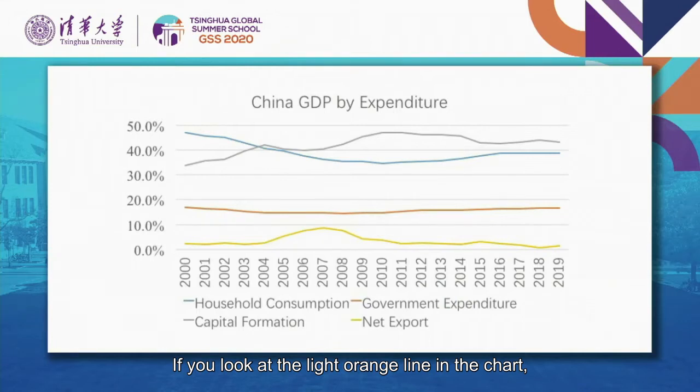If you look at the light orange line on the chart, you can see that in 2007, net export was 9% of GDP. That was very large. However, after 2007, that share has been gradually declining. And in 2018, it was about 0.7%, less than 1% of GDP. In 2019, it went up slightly. It's about 1.4% of GDP.